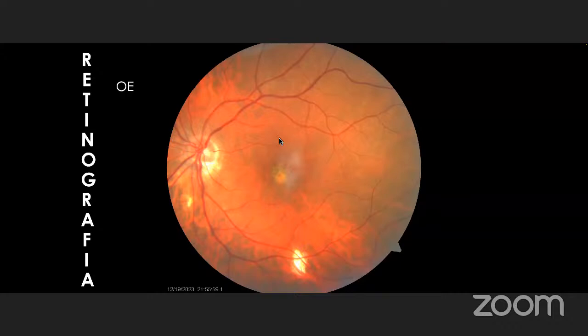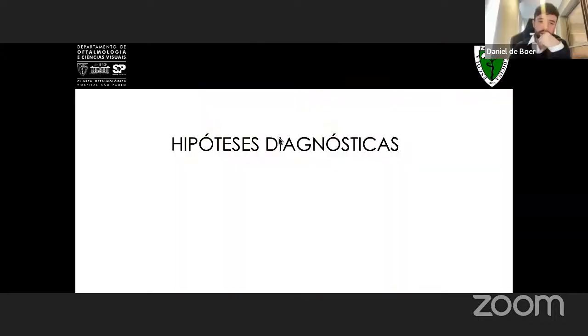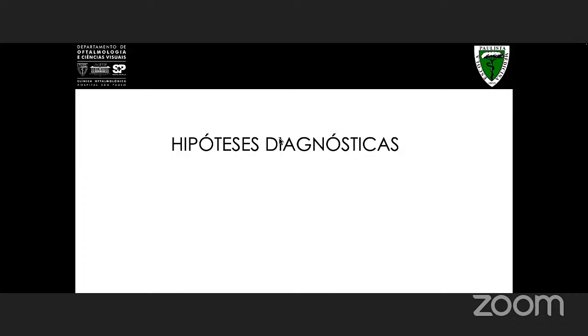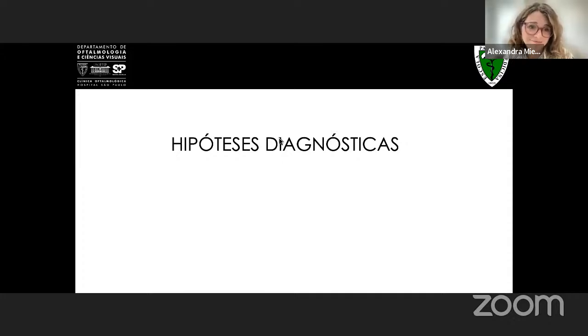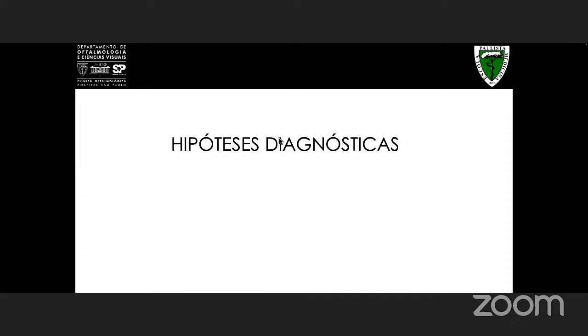I think it was a female patient, right, Daniel? Yes. And exclude some inflammatory diseases like PIC, MFC. Yeah, MFC, right? And the angiofluoresceinography would be necessary to exclude this diagnosis.